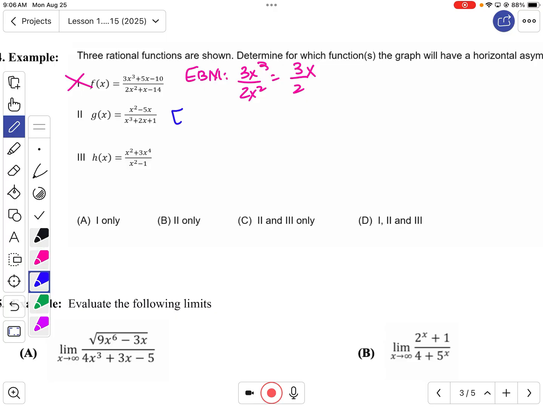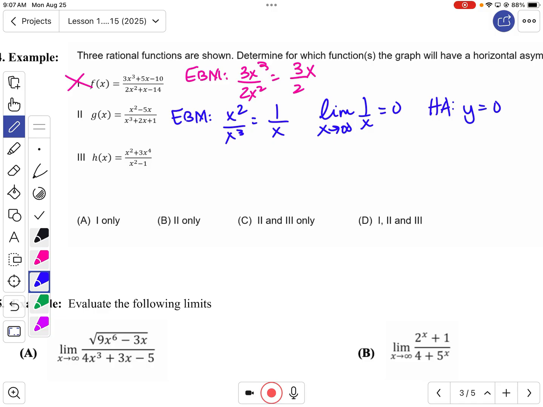Let's look at the second one. If we look at our end behavior model, that's going to give me x squared over x to the third, which would be 1 over x. Now think about that. 1 over infinity, what's that going to get really, really close to? If I have 1/5, then I have 1/10, it gets really close to 0. Okay, so this one, the limit as x approaches infinity of 1 over x will be 0. So you will have a horizontal asymptote at y equals 0. Remember that, okay? A constant over infinity is going to get close to 0. All right, we're just getting a smaller and smaller fraction.